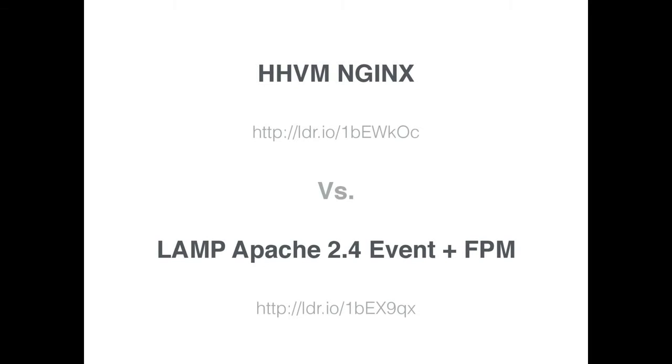Wanna make sure you don't run out of here saying, I'll run HHVM Apache right now. It's going to be awesome. Because it might not be the right solution for your application. All right? HHVM NGINX against Apache 2.4 event, which is the newest way of running Apache 2.4.